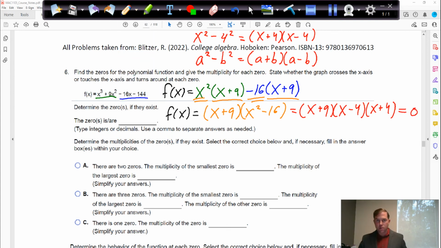But there's a shortcut to that. Hopefully you can start to see this. The x that makes this 0 is minus 9. The x that makes this 0 is positive 4. The x that makes this one 0 is negative 4. It's just the opposite of those numbers. So we have three zeros, minus 9, 4, and minus 4. Now notice there's only one of them. So all of these have multiplicity 1.